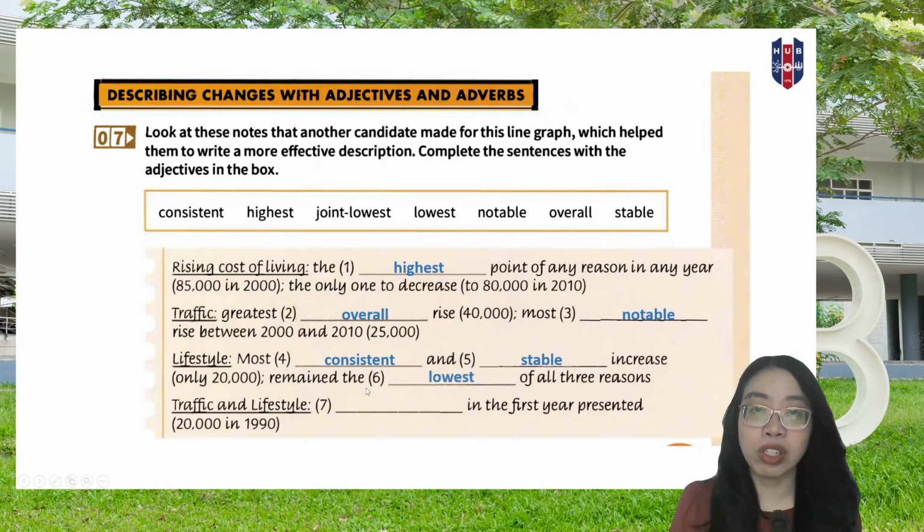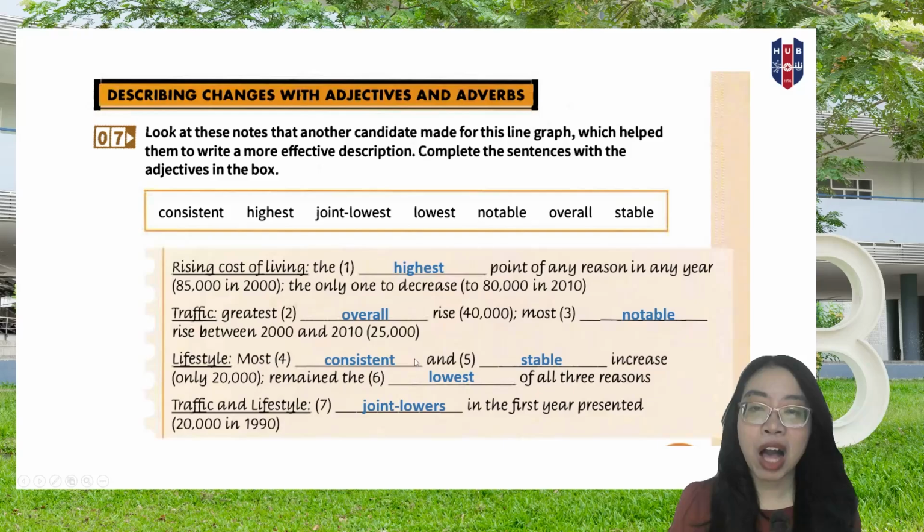Remain the lowest. All right, for traffic and lifestyle, we can say it is joint lowest in the first year. That means it starts at the same point, like it joined together, and that point is the lowest. So we can say joint lowest.